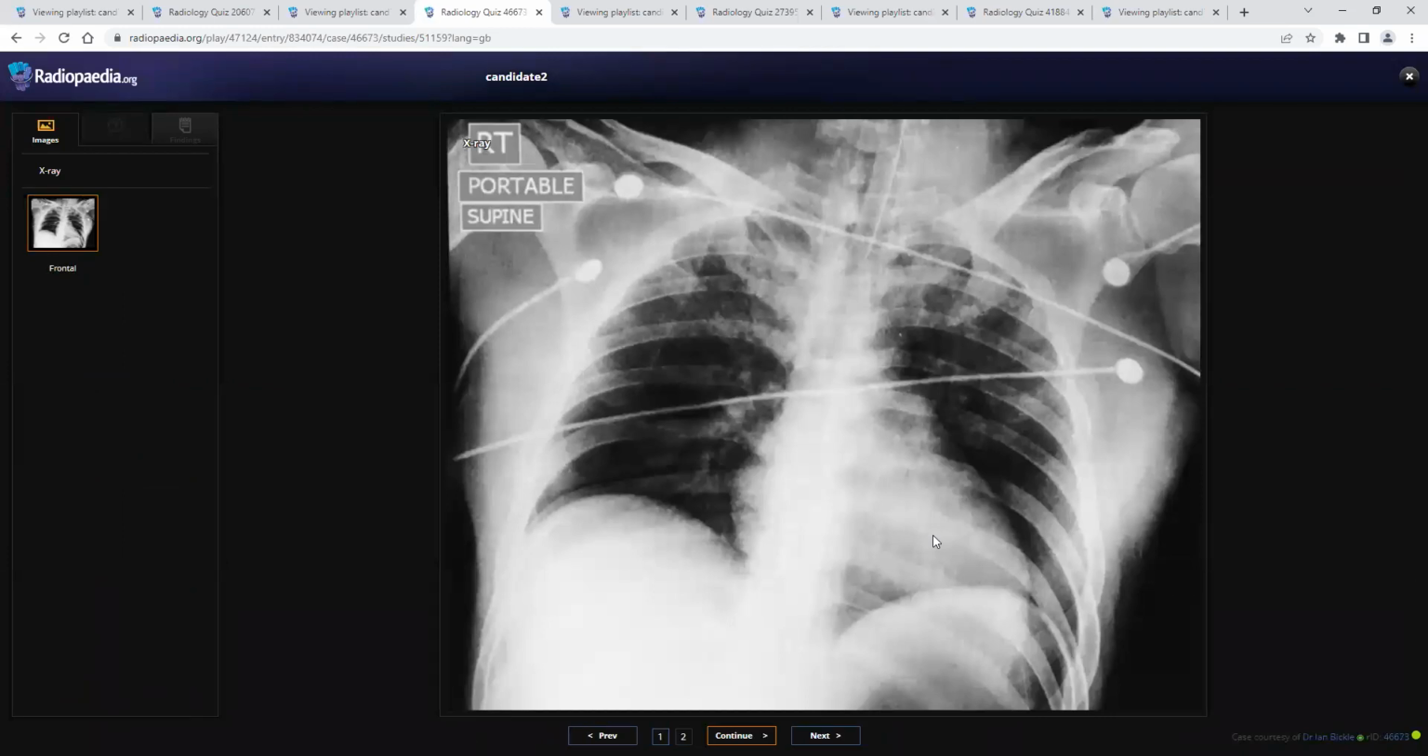Next case. This is a frontal radiograph of the chest of a skeletally mature patient, and I can see that there is an endotracheal tube and multiple ECG leads indicating the patient is unwell, and I can see that there is diffuse bone sclerosis with bilateral upper zonal ill-defined opacities. Cardiac shadow is unremarkable, with no pleural effusion.